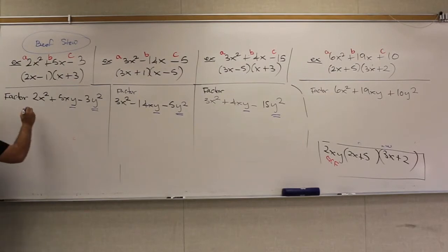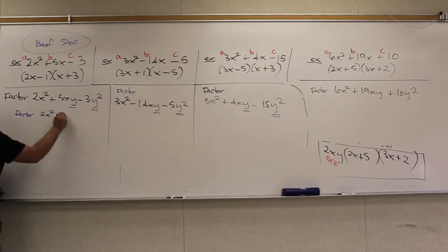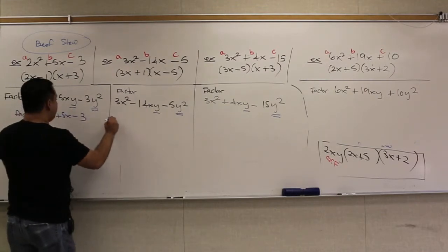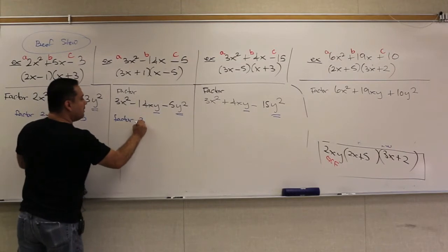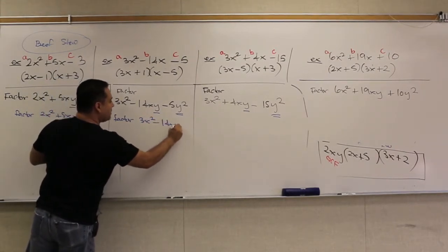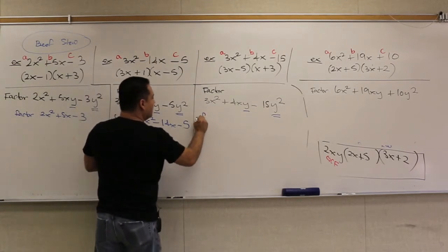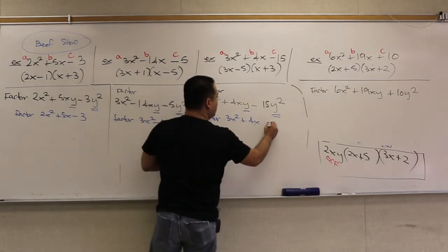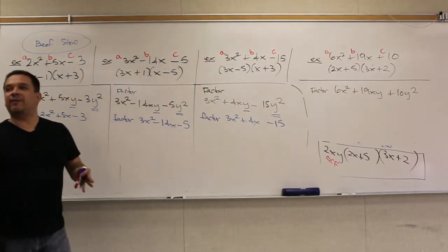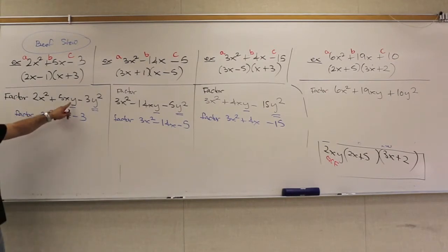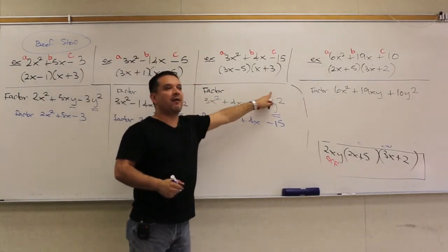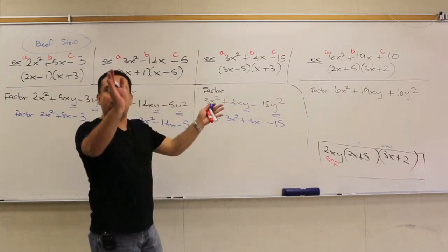So what would you really do? You would factor, ladies and gentlemen, 2x squared plus 5x minus 3. Remove the y's. Factor those. Factor, remove the y's. 3x squared minus 14x minus 5. Factor 3x squared plus 4x minus 15. Remove the y's like you guys did before when you had that kind of symmetry, meaning y to the first and then y squared. You're going backwards, but with y. Y to the first, y squared. X squared, x to the first. So it's going backwards, but with the variable y again.